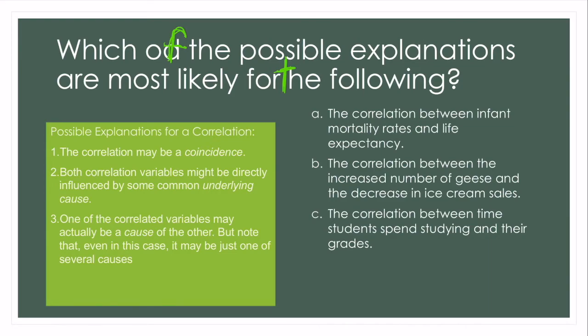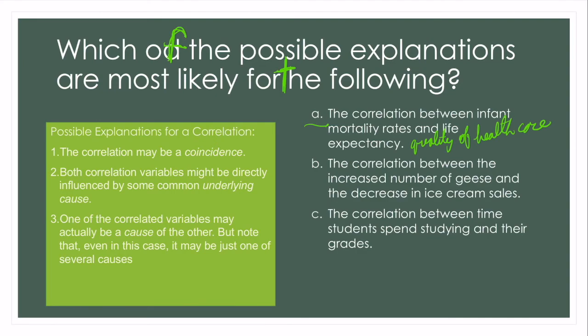Well, for portion A, the correlation between infant mortality rates and life expectancy, that could be due to healthcare, like access to quality healthcare. There's a variable, quality of healthcare, that could be affecting them both. It could also be the neighborhoods you live in that's affecting the quality of your healthcare. Do you live in an area with a lot of manufacturing? So there's a lot of variables that could be affecting each other.